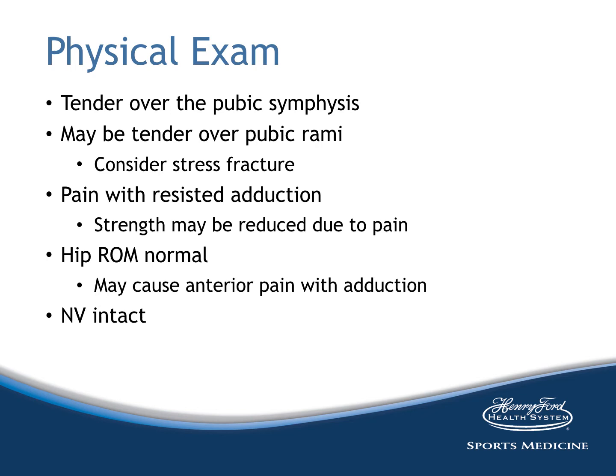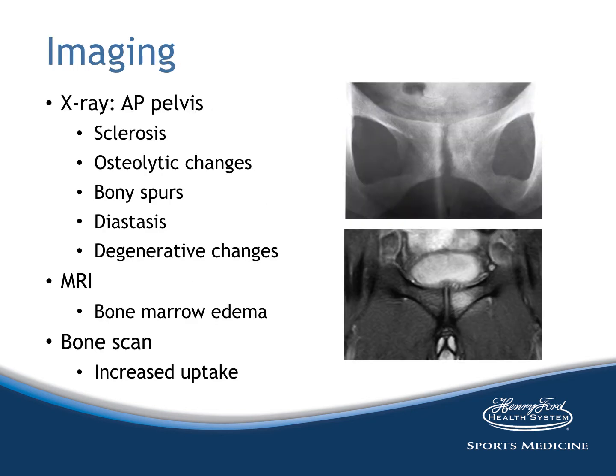Typically, x-rays will be obtained at this time. Certainly, an AP pelvis should be obtained. You're looking for sclerosis, osteolytic changes, bony spurring, diastasis, and degenerative changes at the pubic symphysis. Bone scan will show increased uptake, but with the bone scan being so sensitive, but with low specificity, it'll be hard to tell whether it's osteitis pubis alone or if there's a pubic ramus stress fracture. An MRI can be helpful looking for bone marrow edema without evidence of stress fracture.